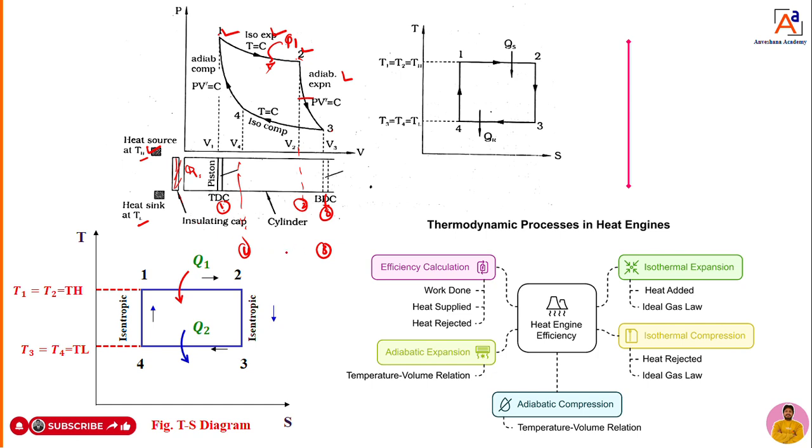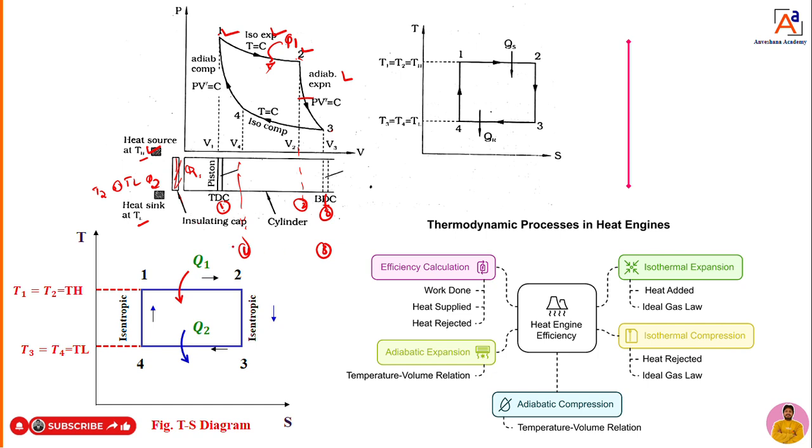Whatever heat is there is going to transfer from the system to the surroundings. How is that? We will remove the insulating cap, attach the heat sink to the cylinder, and you are compressing from 3 to 4. Hence heat is generated. That heat is rejected from the cylinder to the surroundings at a constant temperature, which you can call T2 or TL. That heat rejected is represented as Q2. So, from 3 to 4.